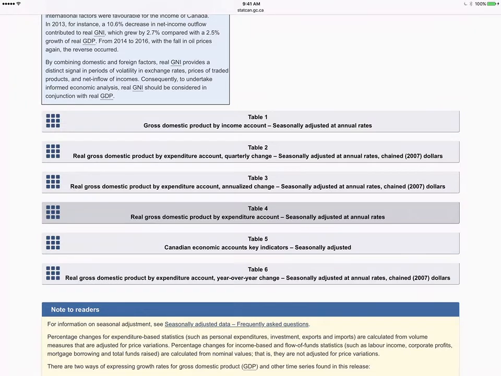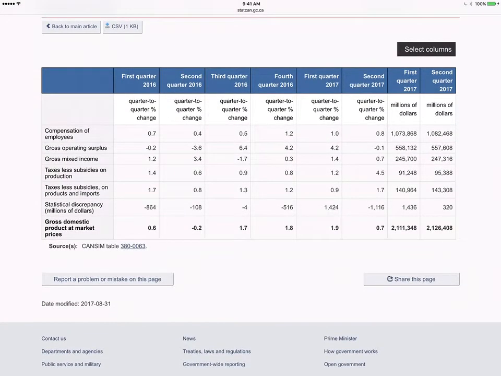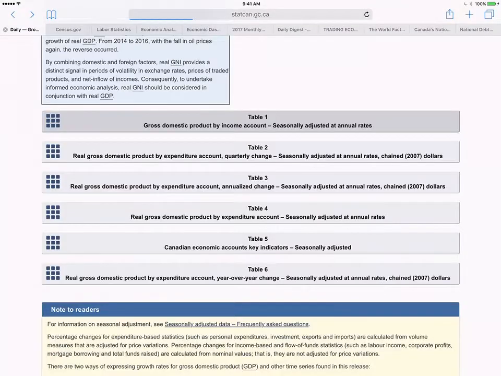And we can find that information here in Table 1. So notice at the bottom of Table 1 it says gross domestic product at market prices. And so you can see in the second quarter of 2017 that the total value of everything we made in Canada was worth about just over $2 trillion. Just go back here.